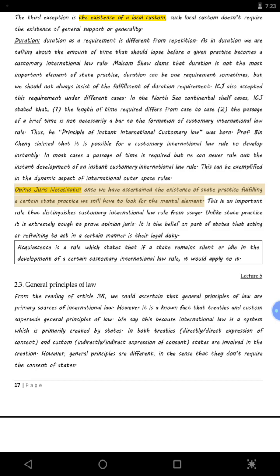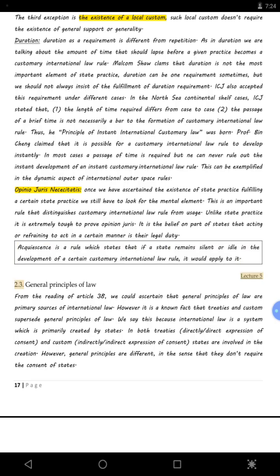Opinio juris necessitatis. Once we have ascertained the existence of state practice fulfilling a certain standard, we still have to look for the mental element. This is an important rule that distinguishes customary international law rule from usage. Unlike state practice, it is extremely tough to prove opinio juris. It is the belief on part of states that acting or refraining to act in a certain manner is their legal duty. Acquiescence is a rule which states that if a state remains silent or idle in the development of a certain customary international law rule, it would apply to it.